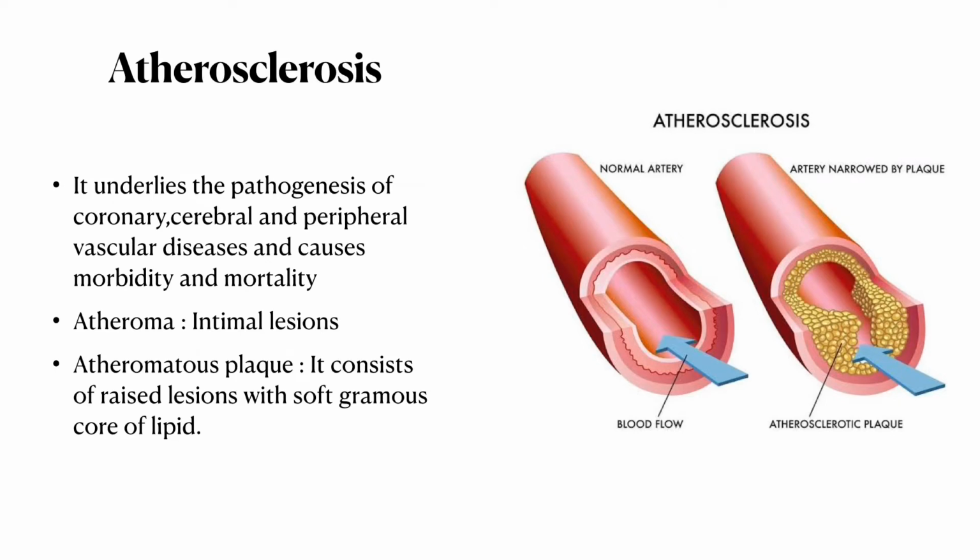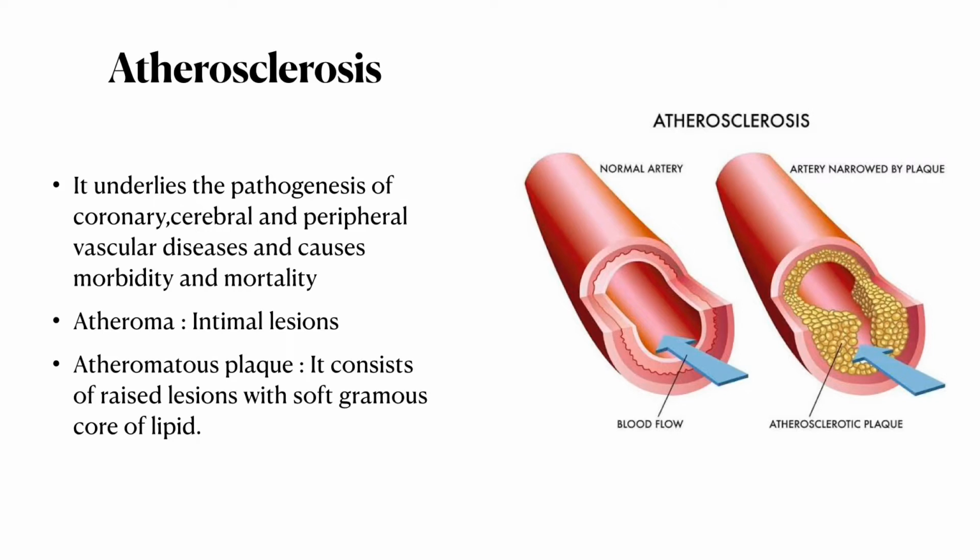Atherosclerosis. Finally, the topic that we were going to study. It underlies the pathogenesis of coronary, cerebral, and peripheral vascular diseases and causes morbidity and mortality in very vast numbers. Atheroma and atheromatous plaque are basically the same, two faces of the same coin. It consists of raised intimal lesions with a soft grumous core of lipid. The main lipids present in the atheromatous plaque are cholesterol and cholesterol esters, which are covered by a fibrous cap. This increases the thickness, or the distance from the lumen to the media, thus weakening the vessel wall, leading to aneurysm.